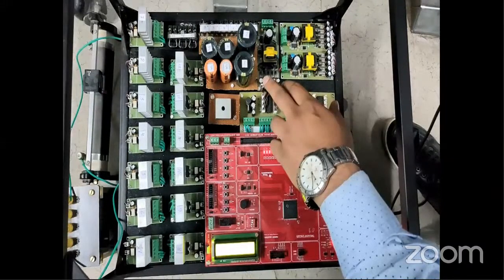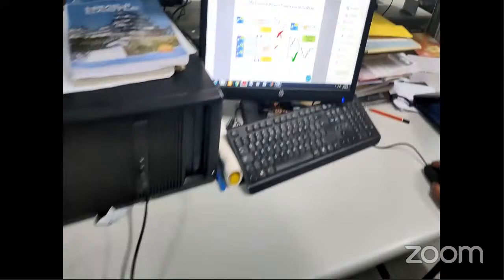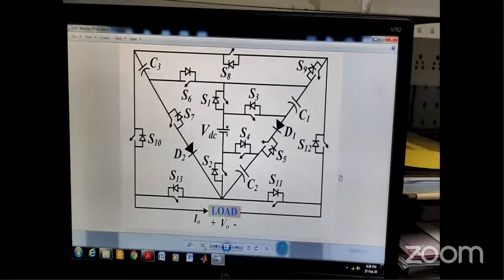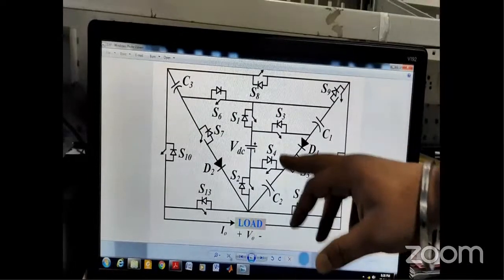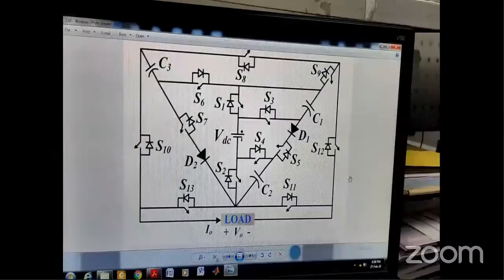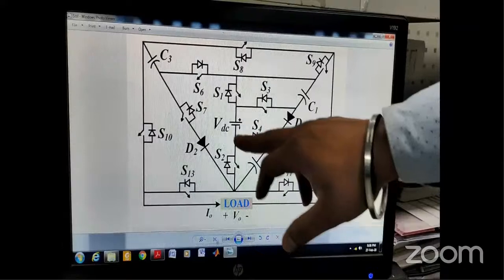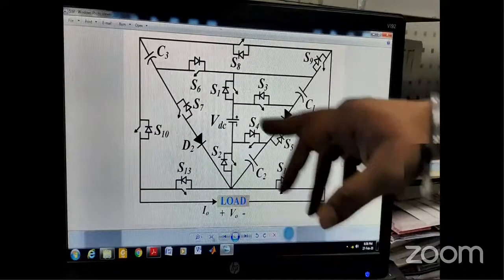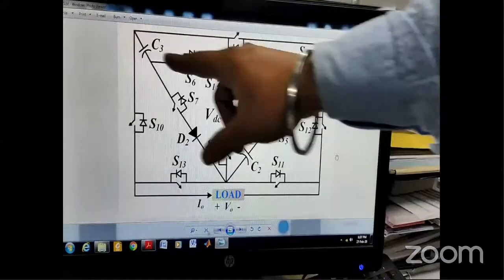And I want to show the circuit topology that I have developed. As you can see here, there are 13 switches. For convenience, I have named them S1, S2, S3 and so on, up to S13. And this is the load. Only one single DC source is used here, and for this DC source I have used a programmable DC source from the laboratory. As you can see, there are three main capacitors, and this is the load arrangement.